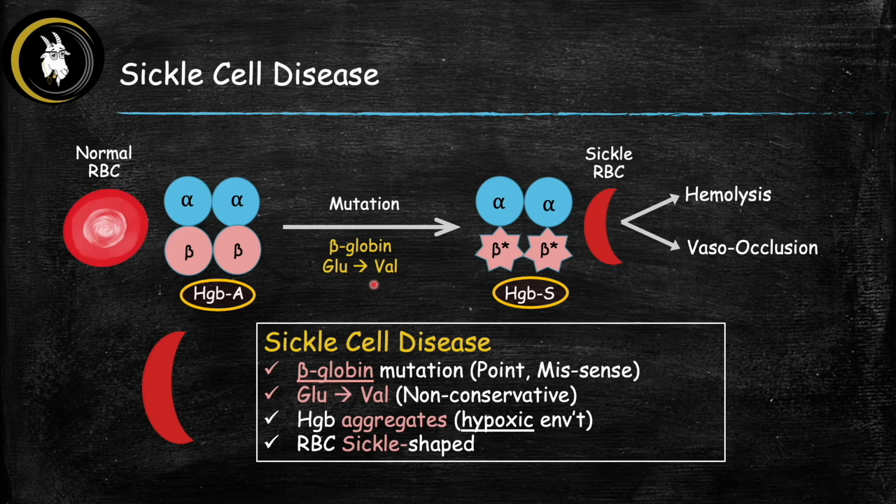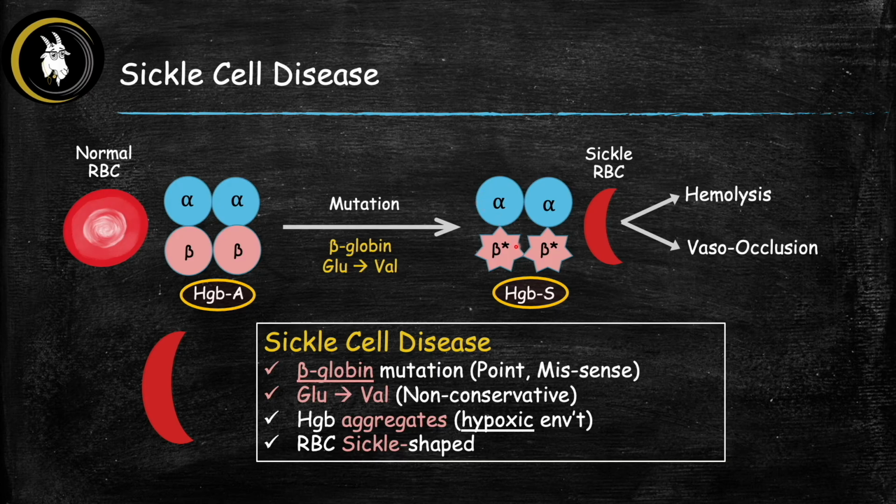So instead of what's normally supposed to be glutamic acid, we end up with valine. And so this hemoglobin with this mutation is called hemoglobin S. Now, what could go wrong if you have only one single incorrect amino acid in this big, huge protein? What's the big deal? Well, as it turns out, a lot.